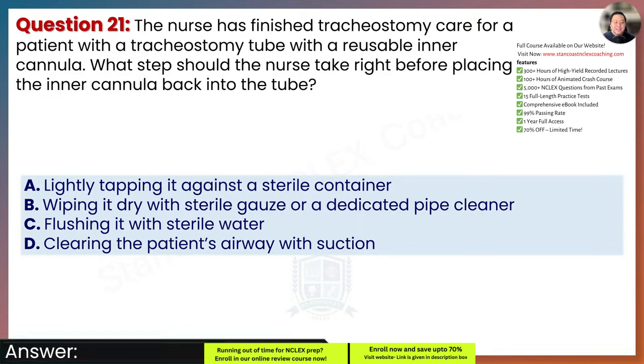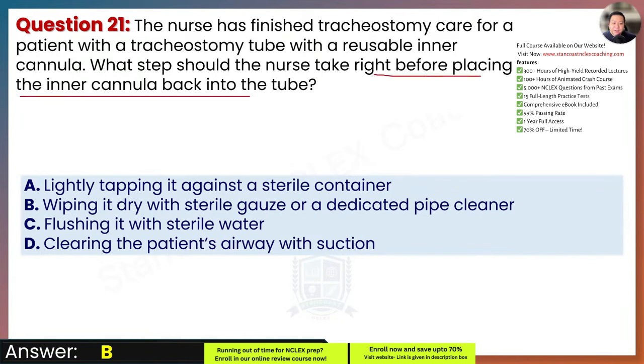The answer is letter B. And why is that? Well, let's go back to the question first. This is a sequence-based nursing question, and the most important thing to focus on is timing. Basically, it's asking what action happens right before the next step in the question. The key phrase is "right before placing the inner cannula back into the tube."